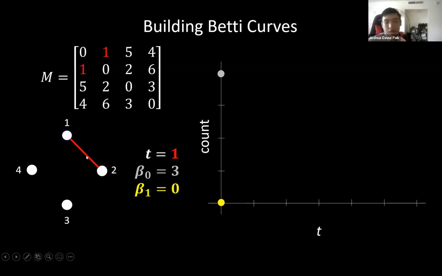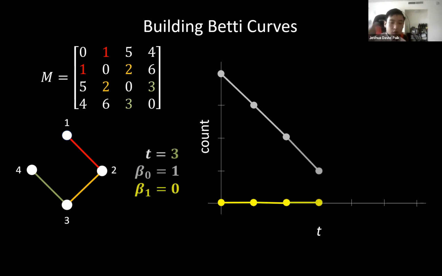So let's have fun. What are the number of connected components? There are 3. And how many 1-dimensional holes are there? There's none, so we can record that. So if we proceed in this fashion, we build the Betti curve.